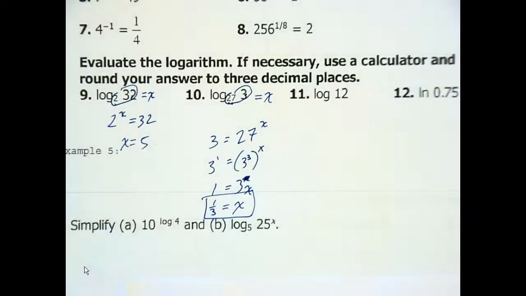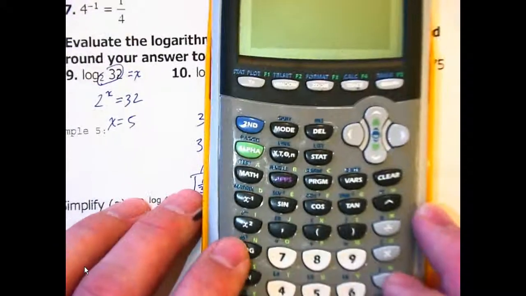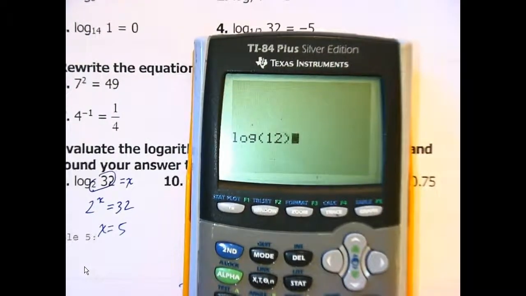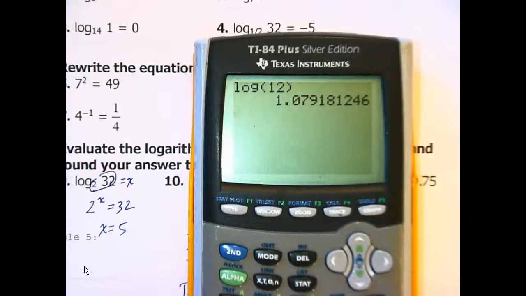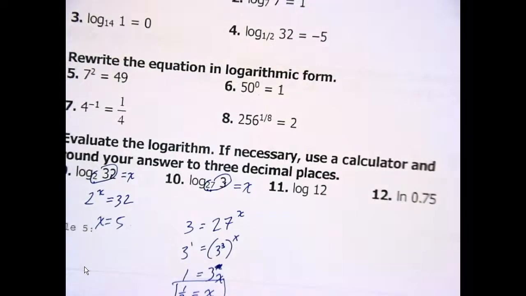Do you need me to show you how to do that? Yes? You push log, and then you push 12, and then you hit enter. There we go. We got it. All right. 1.079 and negative 0.288. Yep.